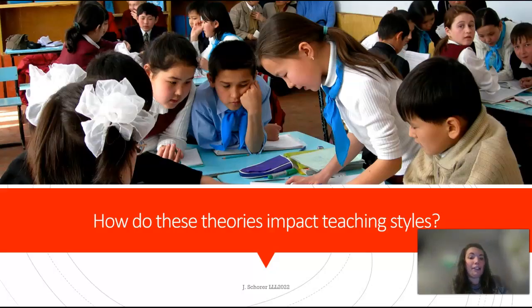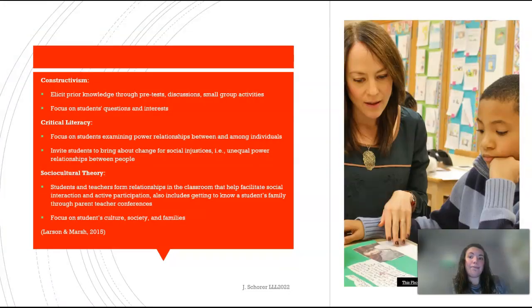So, how do these theories impact our teaching styles? Well, we use constructivism when we elicit prior knowledge through pre-tests, discussions, and group activities, and also when we focus on students' questions and interests. We use critical literacy when we put a focus on students examining power relationships between and among individuals, when we invite students to bring about change for social injustices such as unequal power relationships between people.